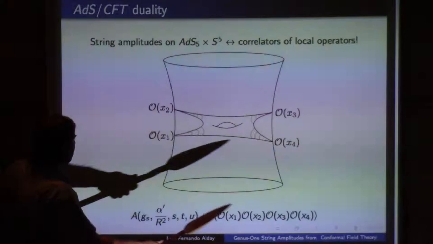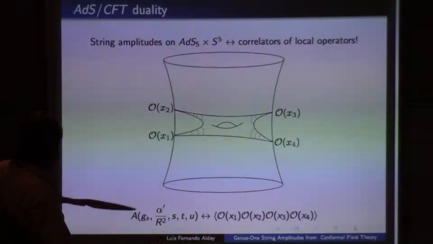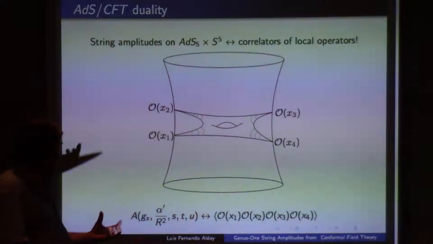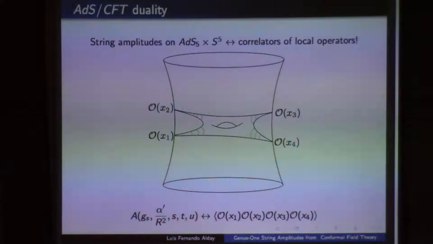I will make this much more precise later on, but basically we have this map where the amplitude in AdS5 cross S5 as a function of g_s, alpha prime over R squared, etc., is equivalent to this four-point correlator, and I will be more precise now about which correlator I am studying and in which regime of N=4 super Yang-Mills. Is that okay?